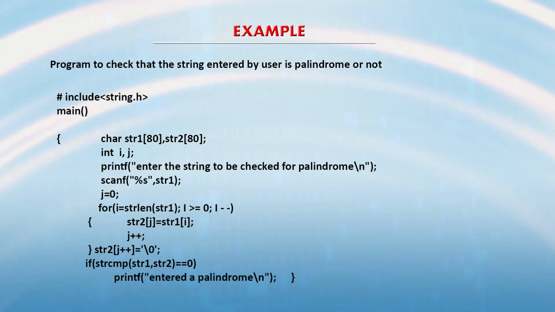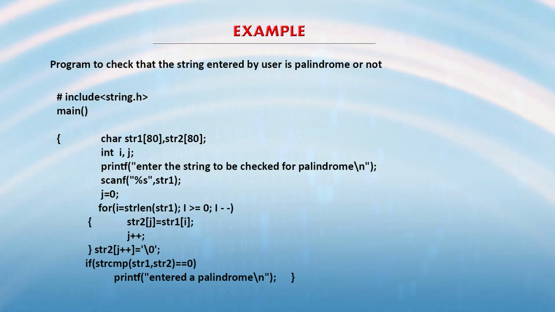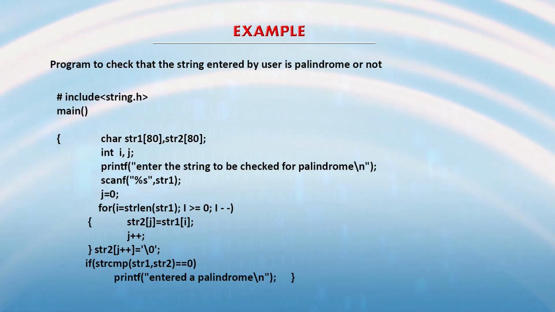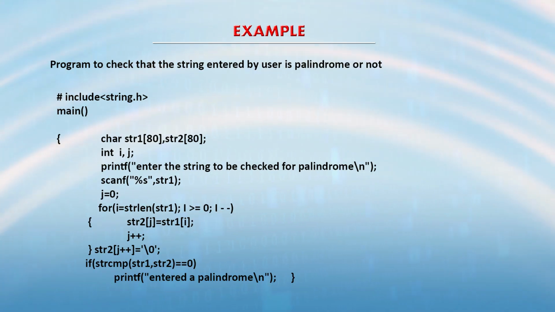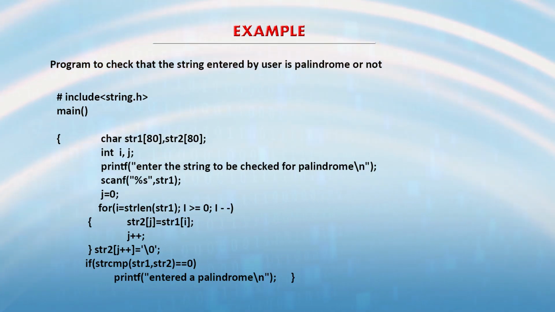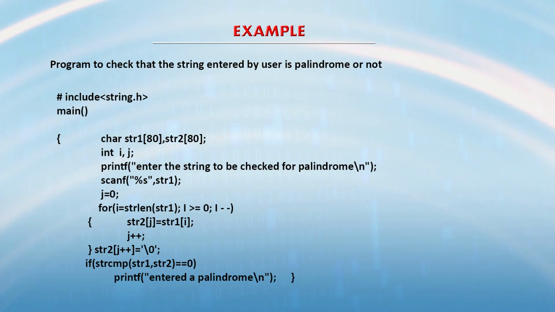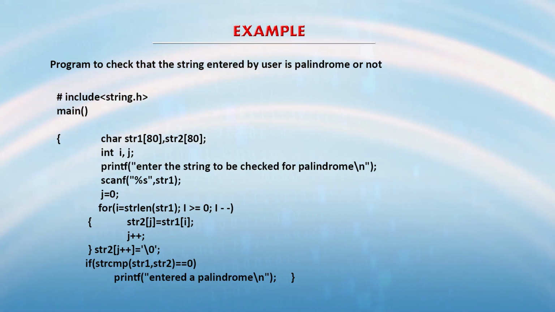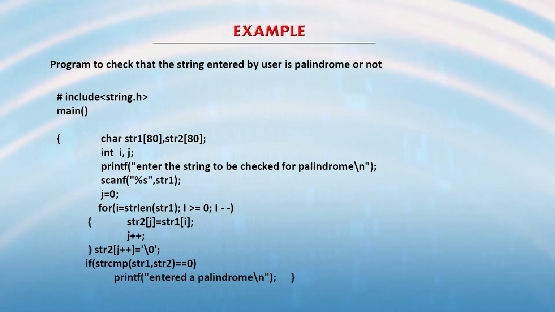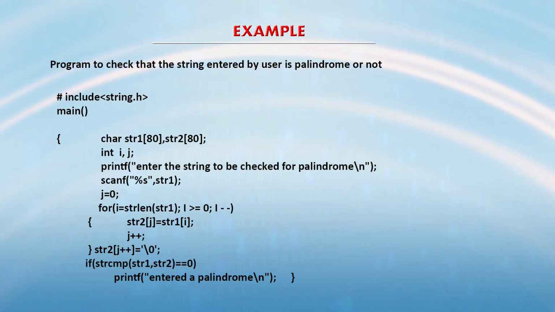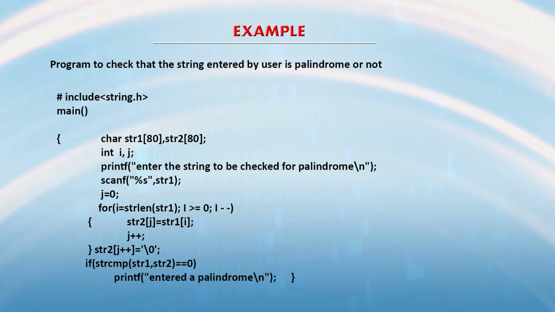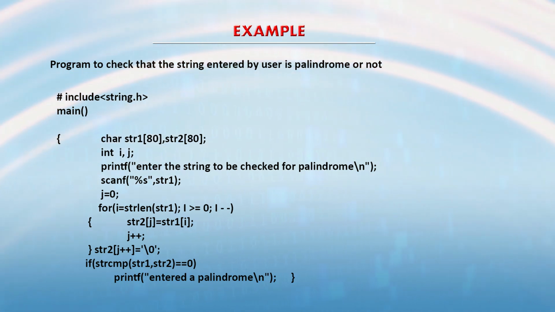And over here, by using the for loop, we are actually writing the code for string reversal, and that can directly be accessed by using the strrev function, that is the string reversal function. But let us understand this program first. We are using two arrays, str1 and str2, of data type character, each having the size of 80 variables.